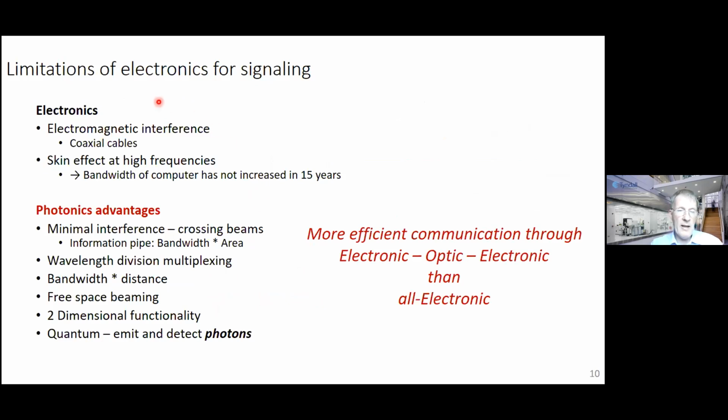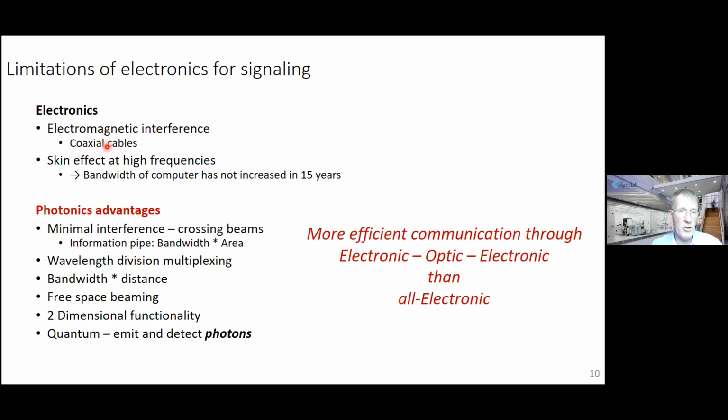So there's many limitations for electronics for signaling. When I talk about electronics, I'm thinking about sending a signal over a cable, over a pair of wires. You think, of course, you're sending electrons over that wire, you've got a current going back, but actually the current travels as a wave. It travels as an electromagnetic wave.